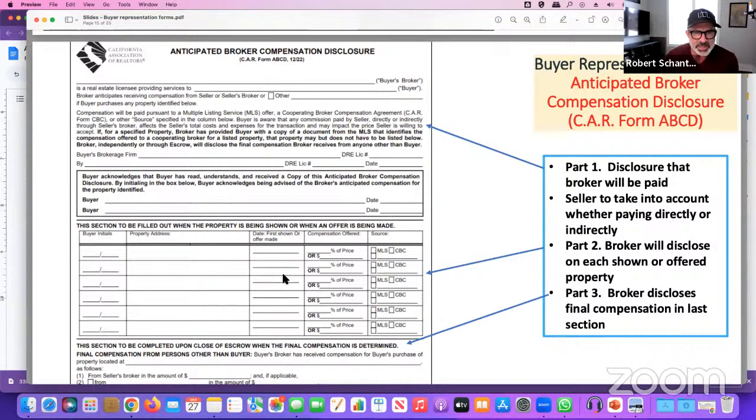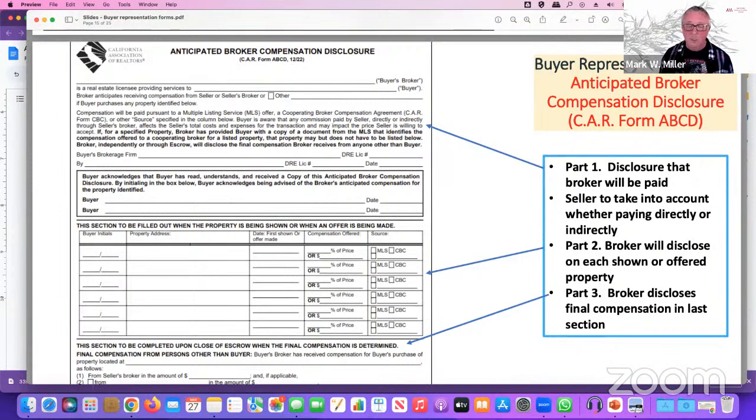And that takes care of 6 properties. And if you're showing them 20, you're going to have to get 4 more forms. I could see how this could be used just in the course of representing a buyer. Well, okay, this weekend we're going to go out and look at 2 properties. So you fill out this form and then you write in the first 2 sections the first 2 properties, and you can attach an MLS printout or have the buyer initial an MLS printout that shows what the cooperating broker commission is, and check the box in the 4th column that says MLS.